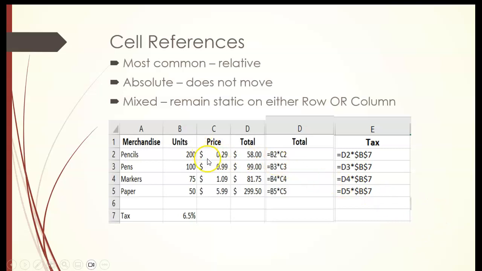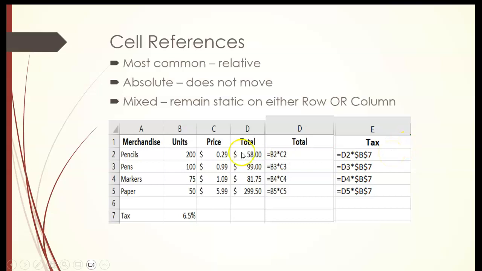So the most common cell reference is relative cell reference. Below you see a sample of merchandise, units, price, and the total, and it's 2 times the price, 29, which is $58. To the right of it in column D, I have it showing the formula. So it's relative, meaning it's always going to be column B, but what changes is the row, so they're related. Same thing with column B times column C, so they all match. It's B times C, but what changes is the row, but it's related.